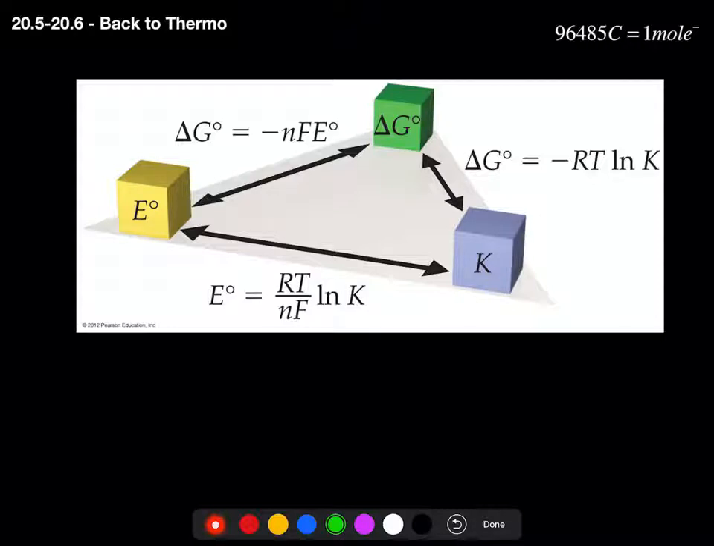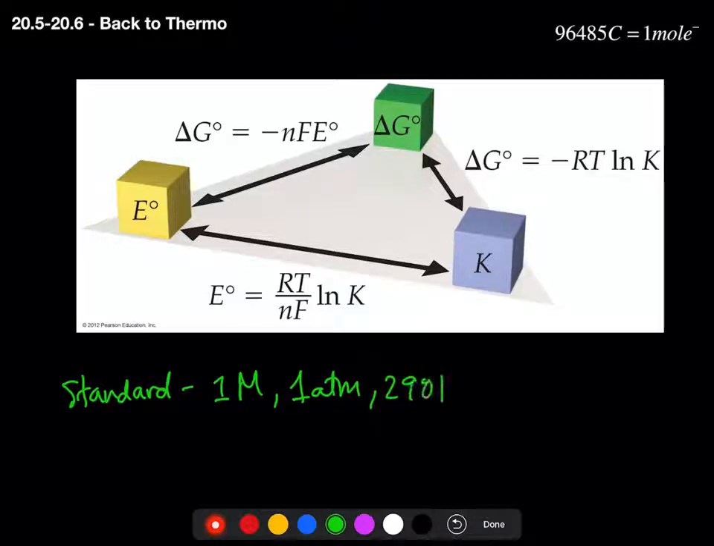We have our delta G equals NFE, and note that we have all these little degree signs, which means standard. And when we talk about standard, what does that mean? That means we are talking about 1 molar concentrations, 1 atm if we're talking about gases, and 298 Kelvin. Those things are all implied when we use any of these values. And so this allows us to relate things, right?